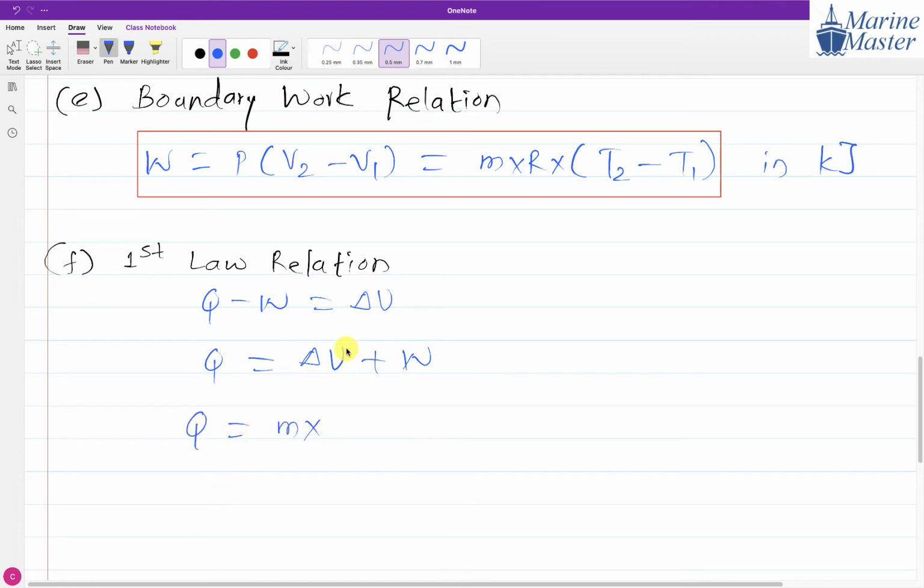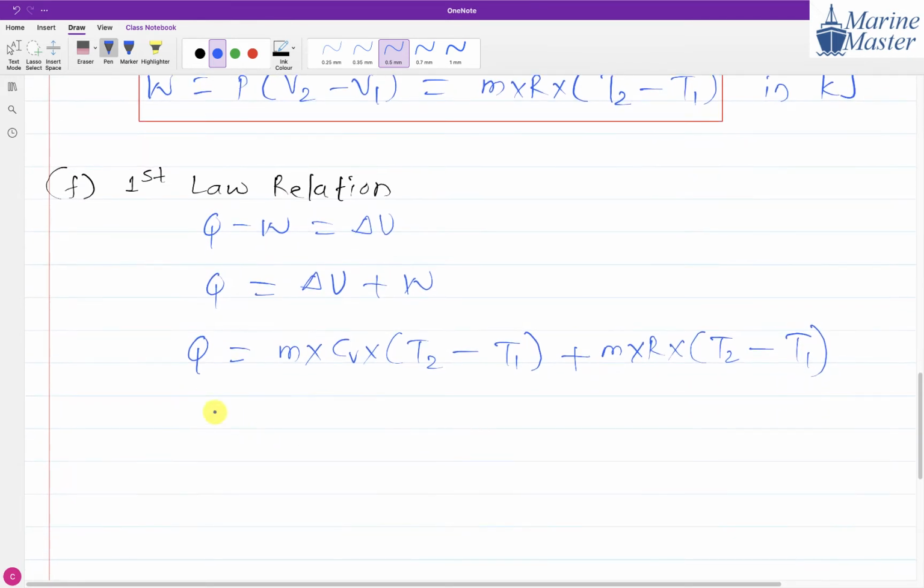For change in internal energy, m into Cv T2 minus T1. And just now we have seen the relation of the work done, m R T2 minus T1. So what will Q become? We can take out common m T2 minus T1, and what will remain? Cv plus R.